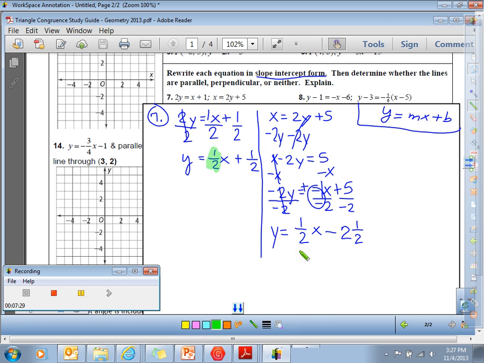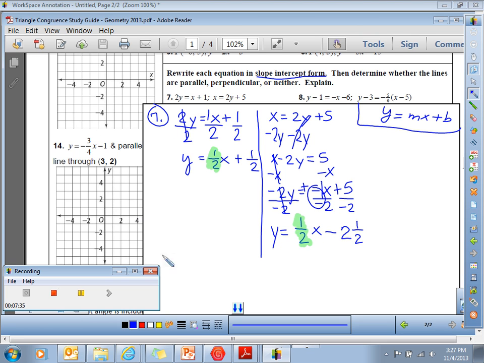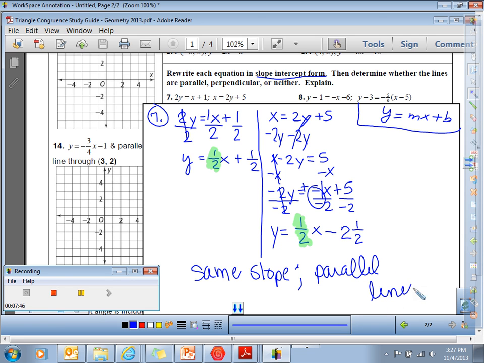And what's the slope over here? 1/2. Are those the same slopes? Okay. So they have the same slope. So they are parallel lines. You don't worry about the y-intercept. You just say, okay, they have the same slope. They must be parallel lines.